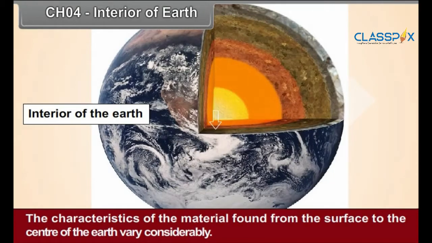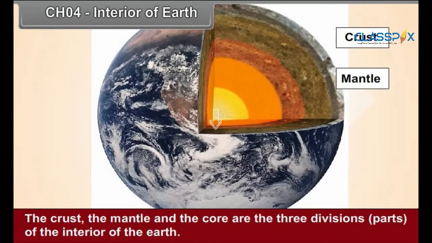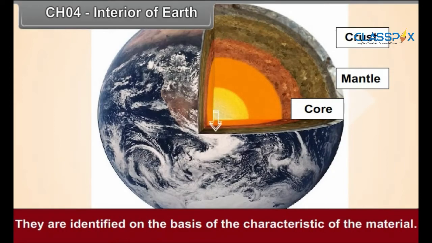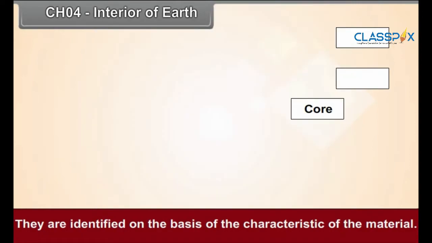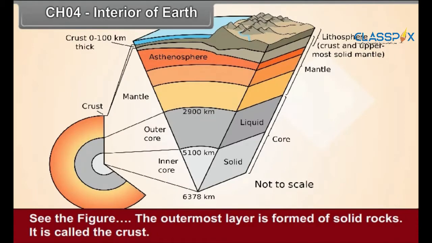The characteristics of the materials found from the surface to the center of the earth vary considerably. The crust, the mantle, and the core are the three divisions of the interior of the earth. They are identified on the basis of the characteristics of the materials. See figure 4.1. The outermost layer is formed of solid rocks. It is called the crust.